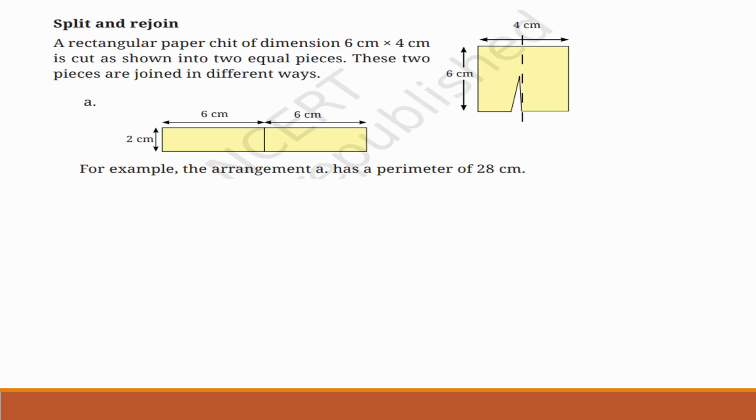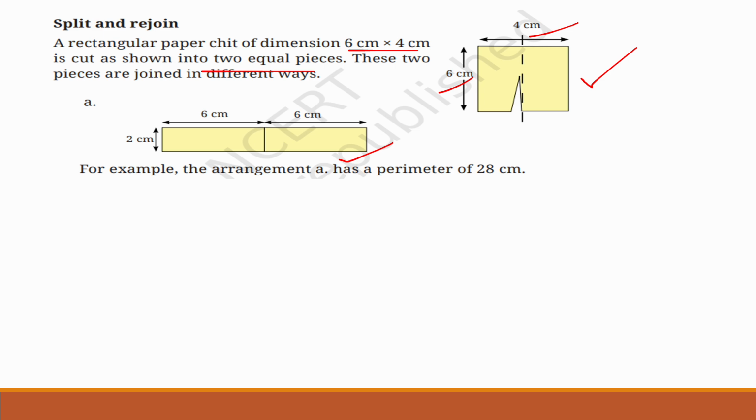Split and rejoin. A rectangular paper sheet of dimension 6 cm into 4 cm is cut as shown into two equal pieces. See this figure. This rectangular paper sheet has a length of 6 cm and a breadth of 4 cm. It is cut as shown into two equal pieces. These two pieces are joined in different ways.